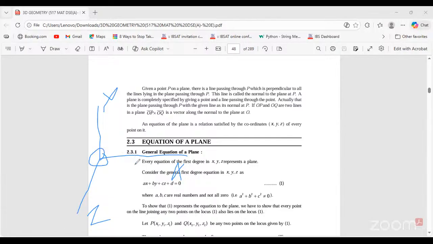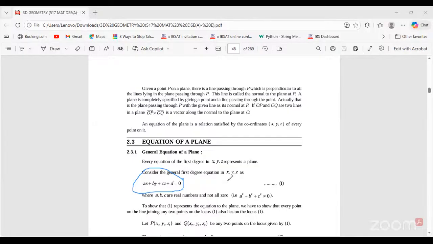So every equation of the first degree in x, y, z represents a plane. Consider a general first degree equation in x, y, z as ax plus by plus cz plus d equals 0. This is the general form of the first degree equation of a plane, where a, b, c, d are real numbers.